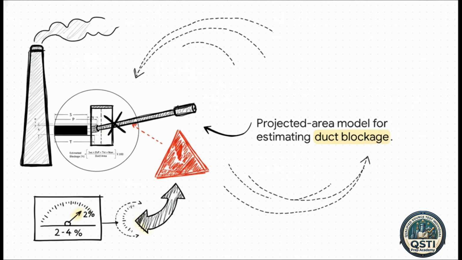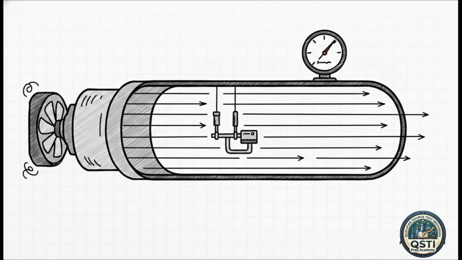Watch out for duct blockage. If your probe assembly blocks more than 2% of the area, recalibration is mandatory. Calibration needs a specific wind tunnel setup, creating a stable, constant velocity of around 3,000 feet per minute.